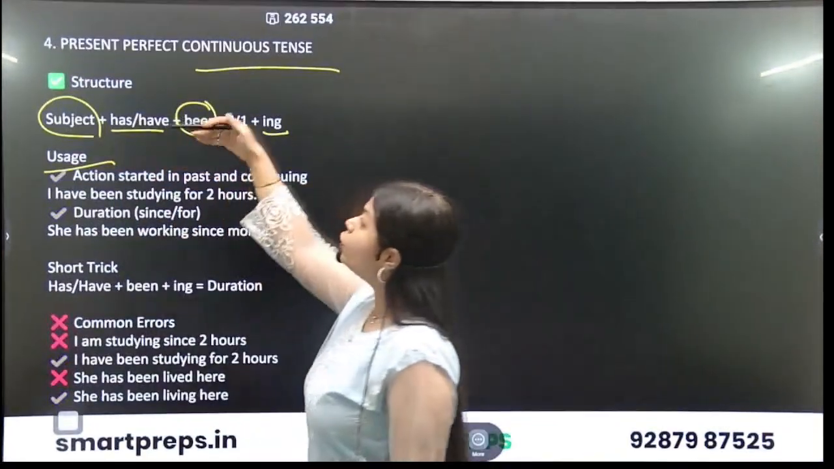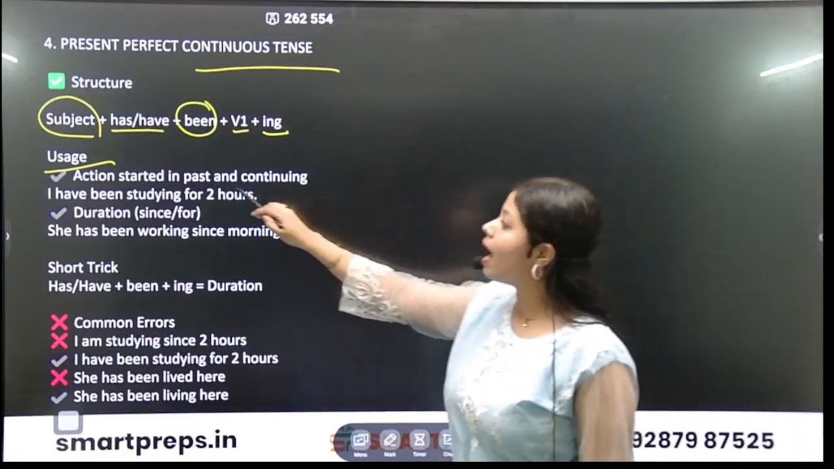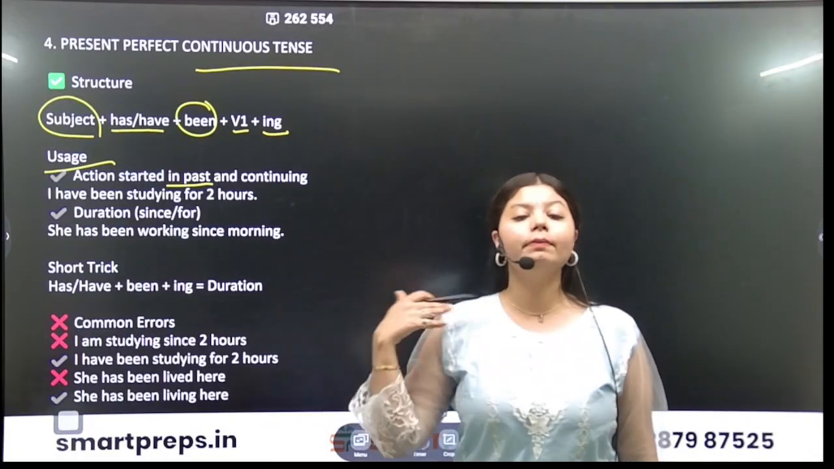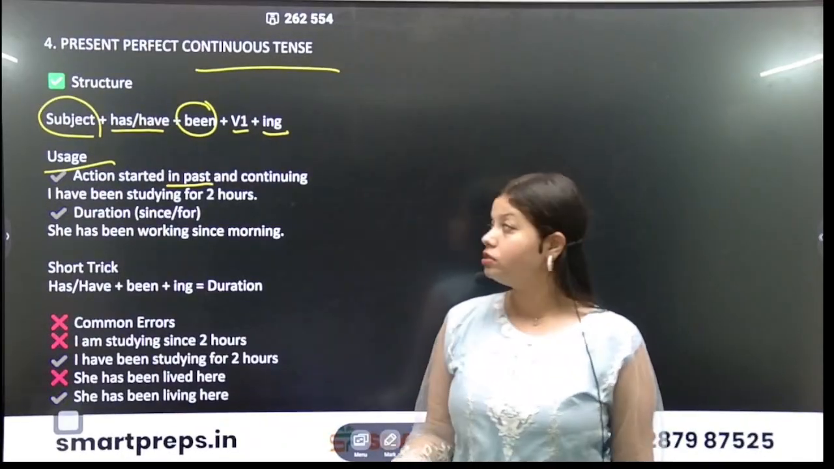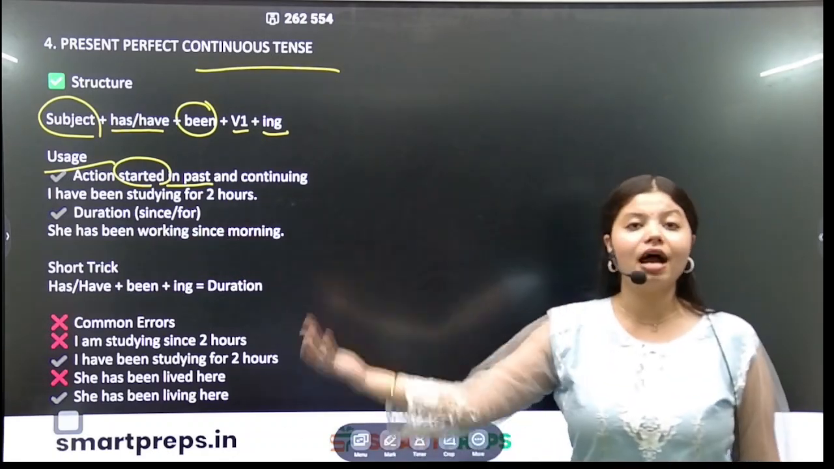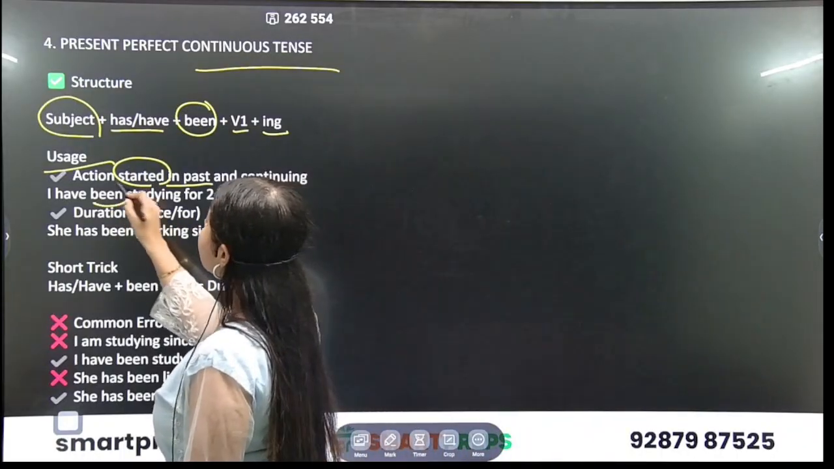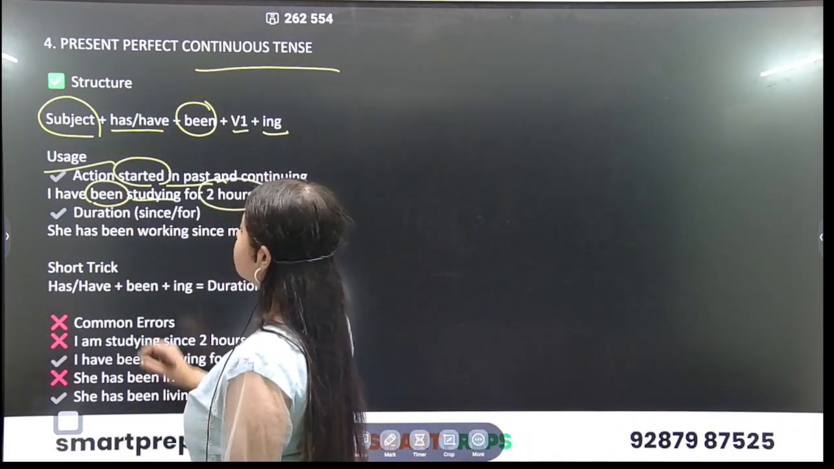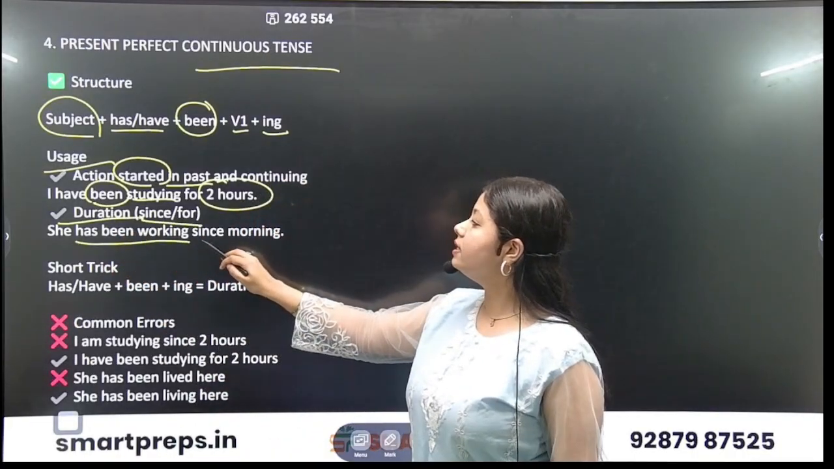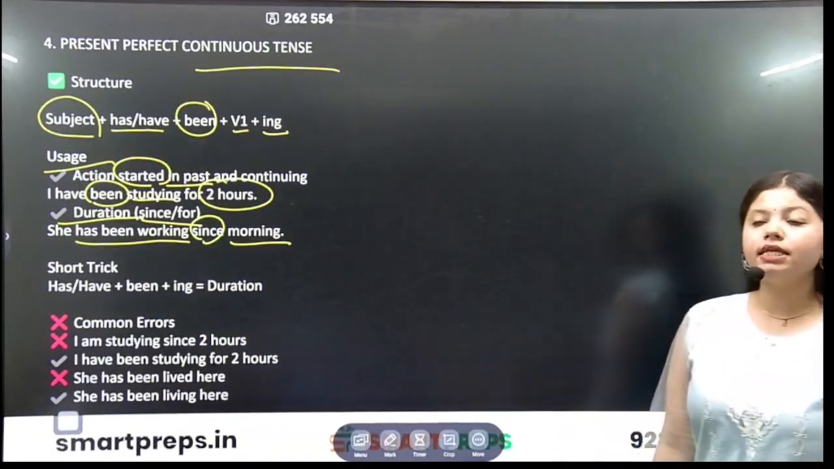Now when do we say that the sentence is present perfect continuous tense? Action started in the past and it's still continuing. Okay, the action you started, not completed, sorry, the action that you started in the past, but you are still continuing with that action. It means, I have been studying for 2 hours. Duration, since or for. She has been working since morning.